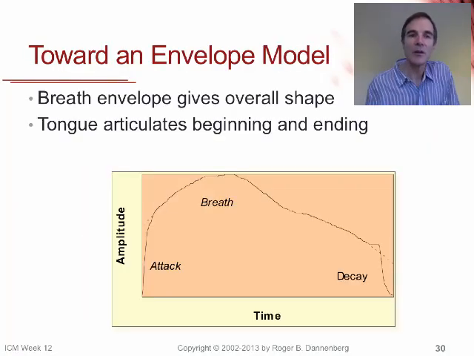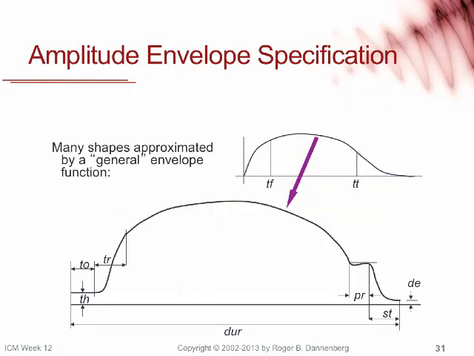In our model of envelopes, the breath envelope gives the overall shape and the tongue articulates the beginning and the ending. We developed a parametric description in these terms where we, first of all, take a general envelope shape like this, and we specify where we're going to start in the envelope and where we finish. So these two parameters give us a lot of control over the overall breath shape. And then, of course, we scale the duration to be the appropriate duration. And then we have a bunch of other little parameters for describing the typical shape of the onset and offset.